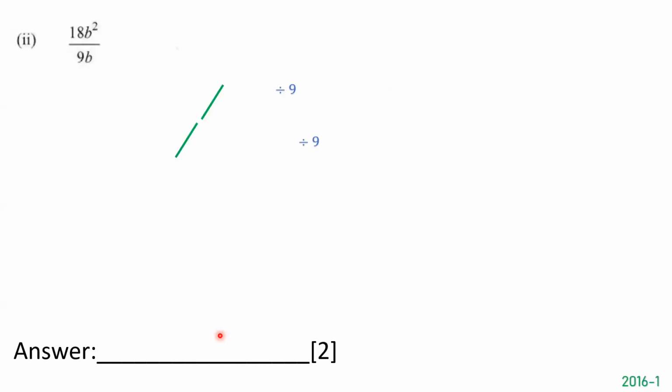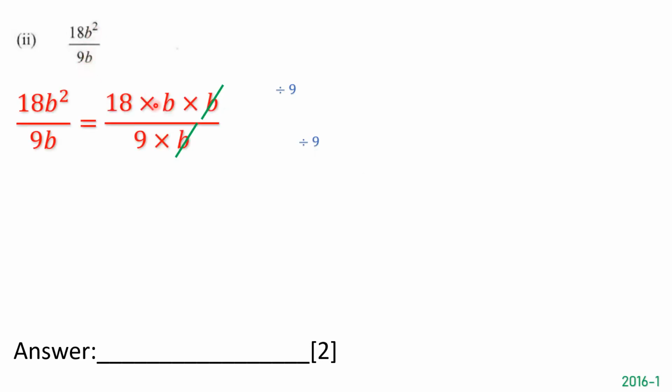Moving right along, we have here 18b squared all over 9b. The first thing that we're going to do is expand the top and expand the bottom. So 18b squared is the same thing as saying 18b times b, and 9b is the same thing as saying 9 times b. But if you notice carefully, these two b's here can cancel each other out, so we cancel them out. And so we are left with 18 times b, and we are just left with 9 at the bottom.